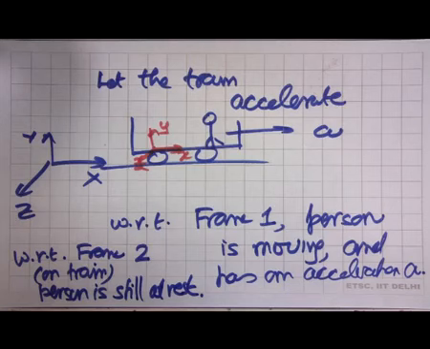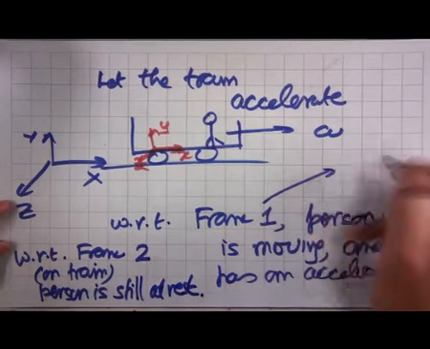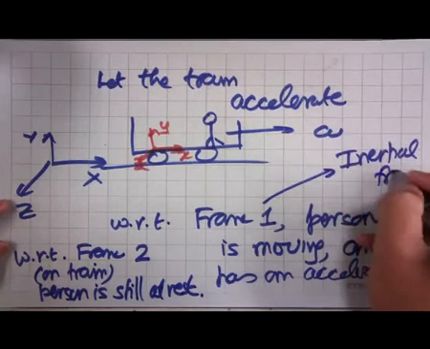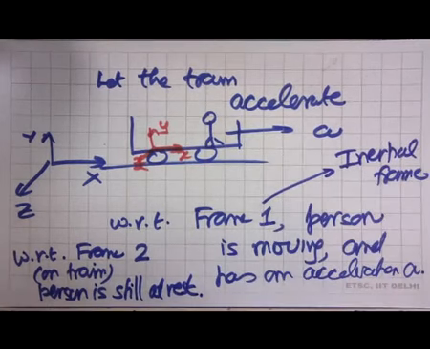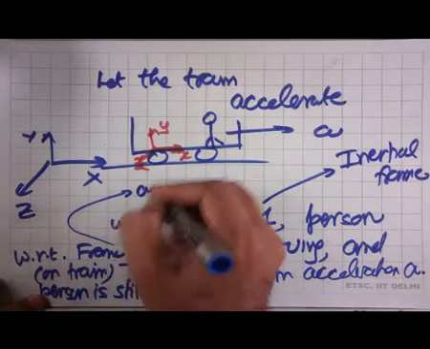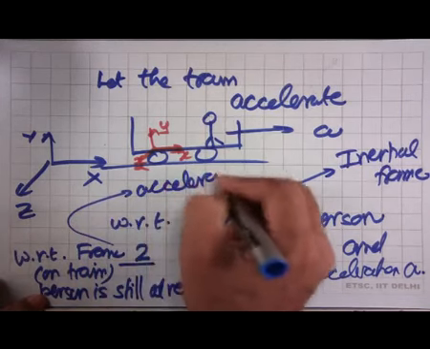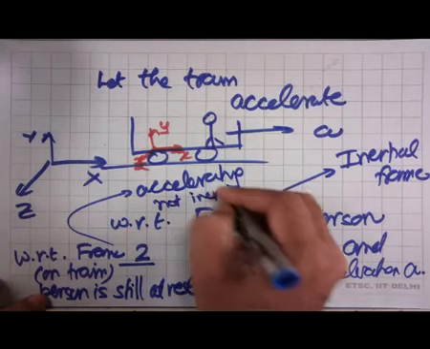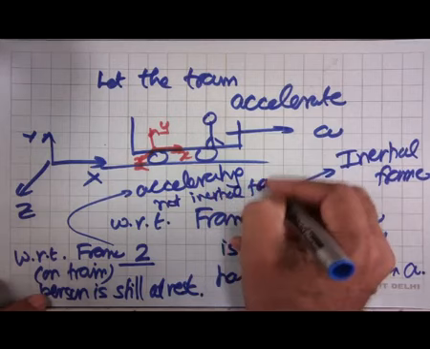Now, in these cases, frame 1 is an inertial frame. This is a frame which is at rest, whereas frame 2, here we see this frame is mounted on the train, this is accelerating. So, this is not an inertial frame.